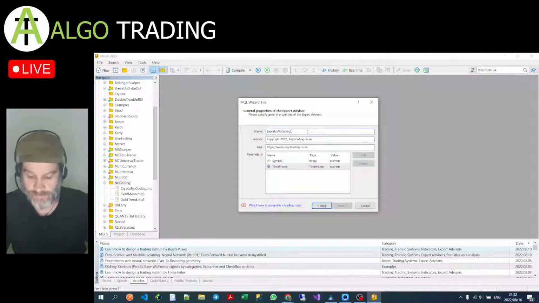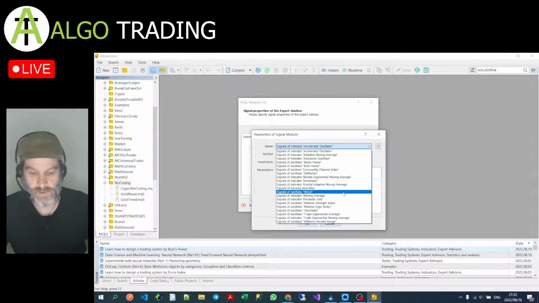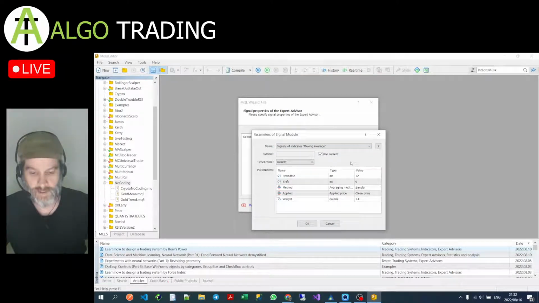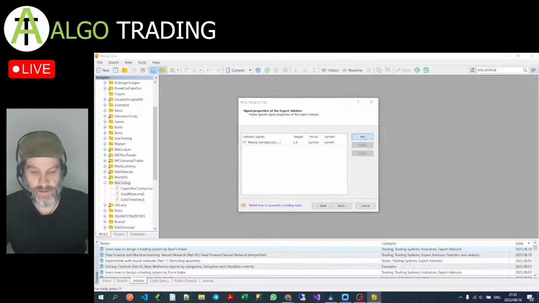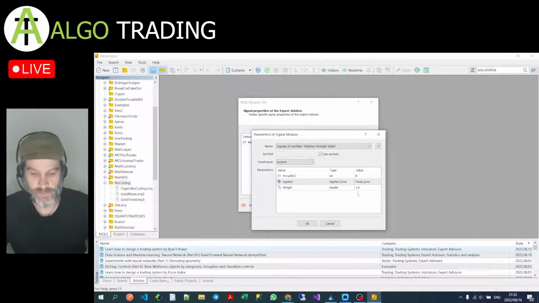we're going to call this, let's do the RSI first. We call this DAX RSI. Okay. These you leave as default. Then the first indicator we're going to add is the moving average. Okay, we just leave it as the default settings. We'll set them in the optimization. And we're going to add an RSI.